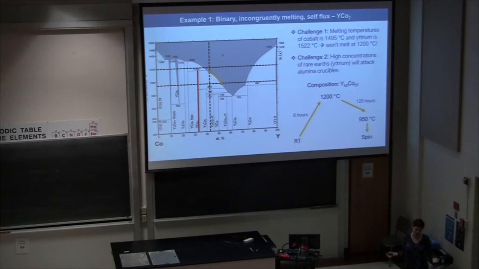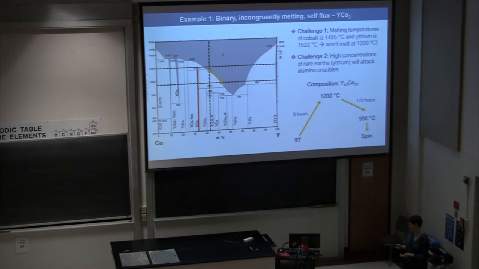Challenge two is that at 43% yttrium, that's a pretty high concentration of a rare earth, and what we observed is that it interacts quite badly with the crucible. We didn't actually diagnose what was going on, but we could see that the crucible material was being attacked, and we also observed that the quartz itself was being damaged by the vapor of the yttrium, and so we can't work with our favorite alumina crucibles.